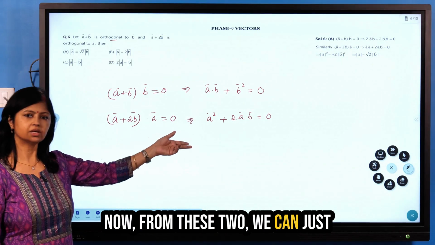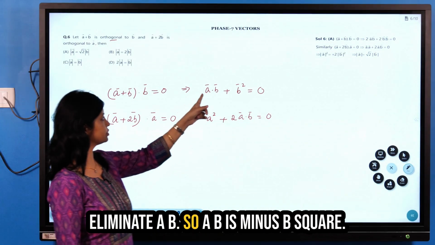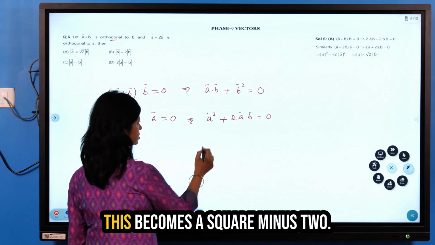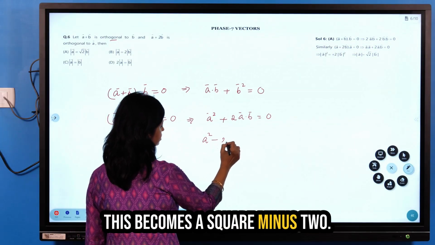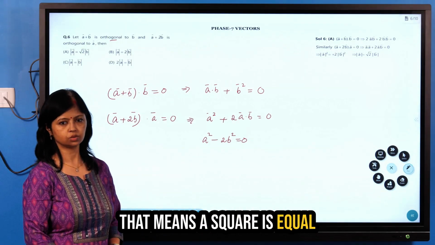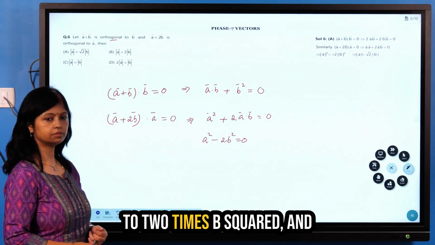Now from these two, we can just eliminate a dot b. So a dot b is minus b squared. This becomes a squared minus 2 b squared equal to 0. That means a squared is equal to 2 times b squared.